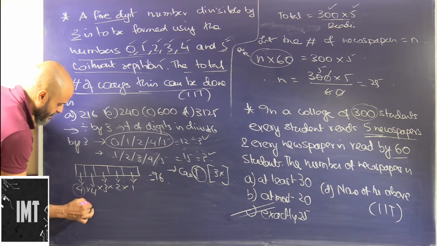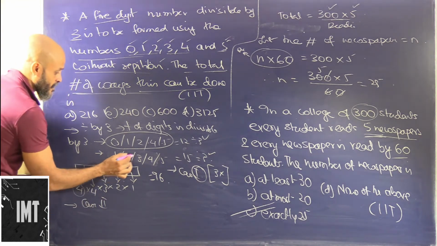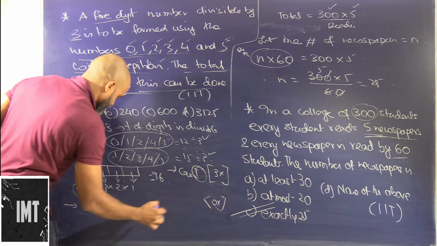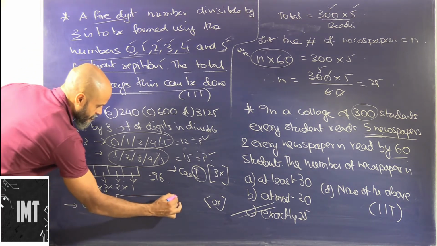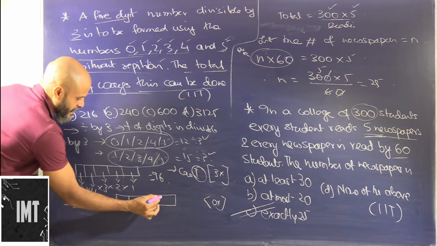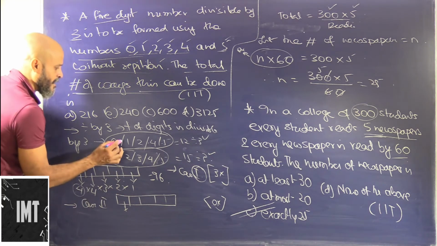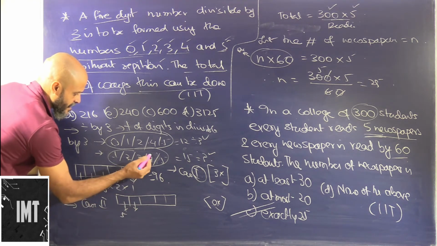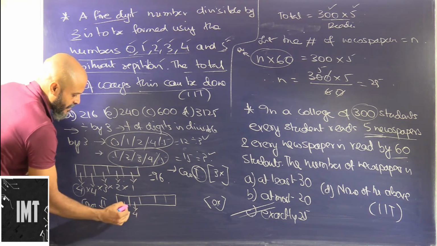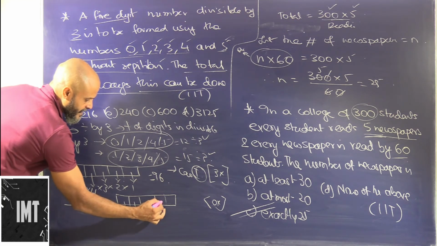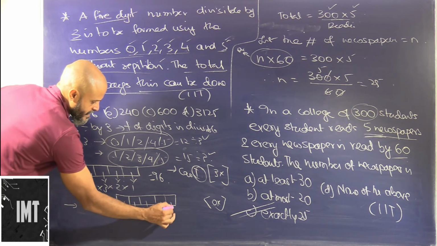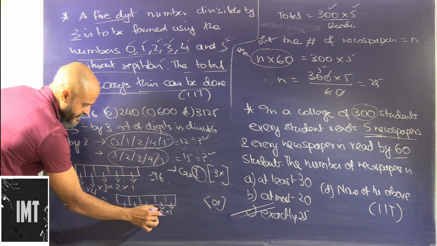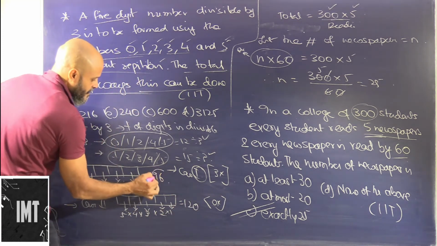Case 2 will be when we are not using 0. Since we are not using 0, we don't have a complication here. The first place can be filled by any of the numbers 1, 2, 3, 4, 5, so in 5 ways. The second place, since one digit has already been used, can be filled in 4 ways. The third place in 3 ways, the fourth place in 2 ways, and the units place in 1 way. So the total number of ways will be 5 4s are 20, 20 3s are 60, 60 2s are 120.